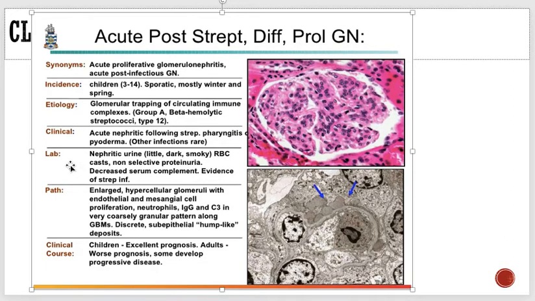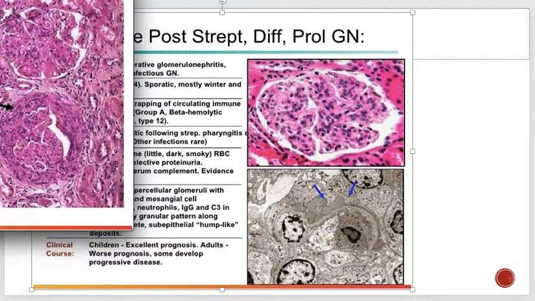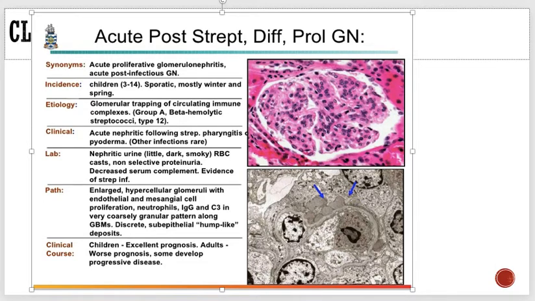Clinicals will be nephritic syndrome features, and these are the labs we can do. Decreased serum complement, smoky urine. Okay, there will be evidence of streptococcal infection. What is the pathology? There are enlarged hypercellular glomeruli, you can see over here, with endothelial and mesangial cell proliferation. Neutrophils will be found, IgA, C3 in a very coarsely granular pattern along the GBM. Discrete subepithelial hump-like deposits will be there. You can see over there, they're showing you how they look. So this is how they look, and this is how we diagnose these patients.